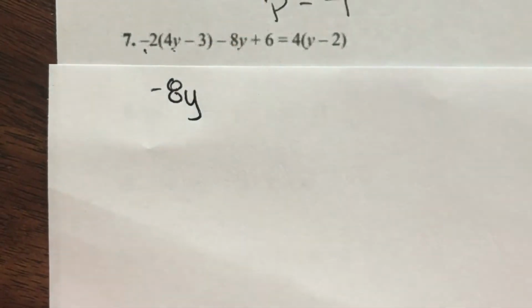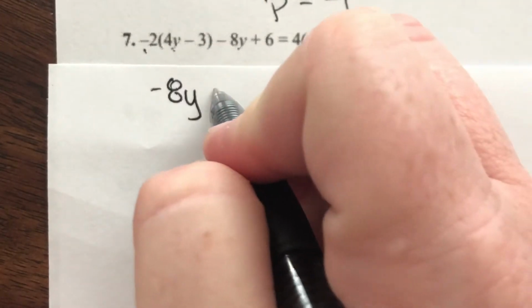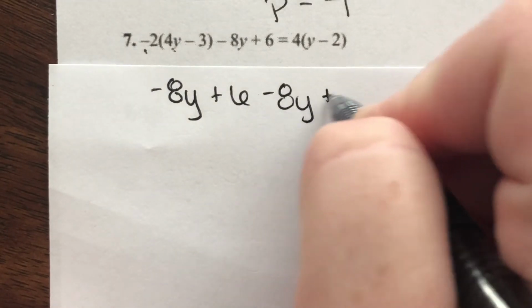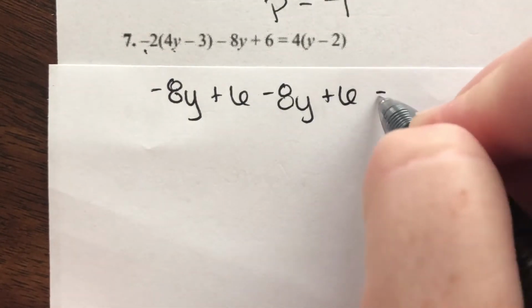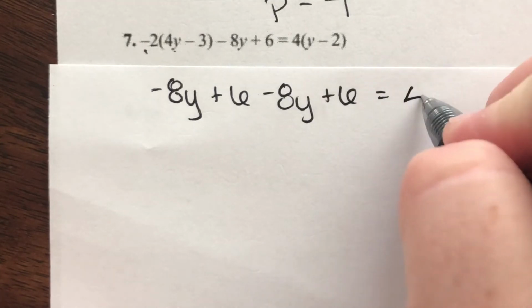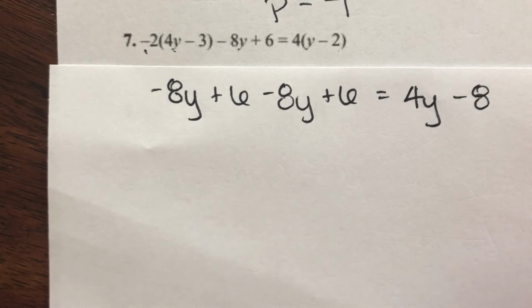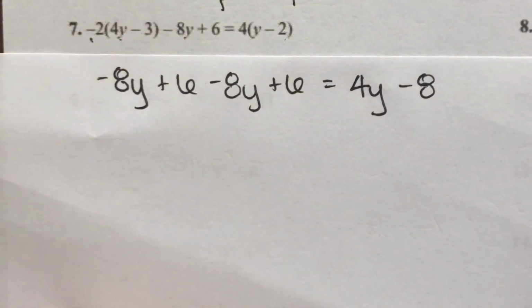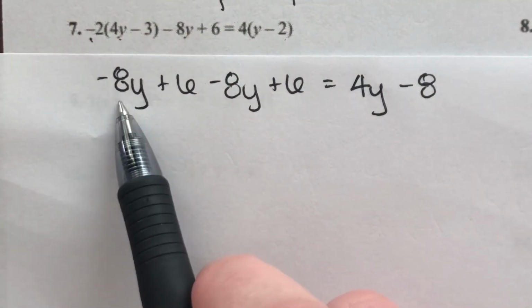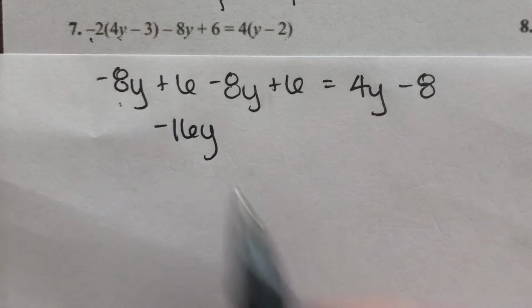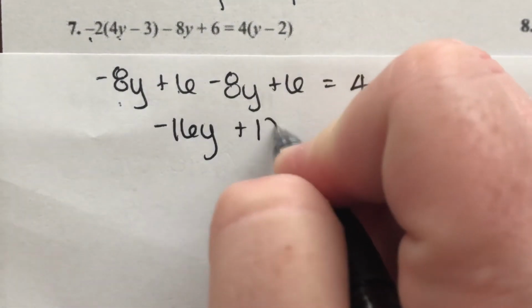Negative 2 times 4y is negative 8y. Negative 2 times negative 3 is positive 6. Minus 8y plus 6 equals 4 times y is 4y. 4 times negative 2 is negative 8. Okay, so here's our problem. Now we want to start simplifying. Negative 8y minus 8y is negative 16y. And then 6 plus 6 is 12.